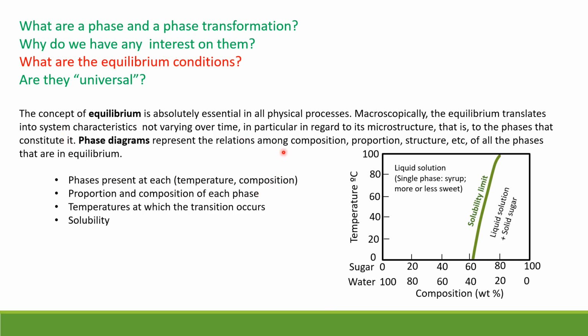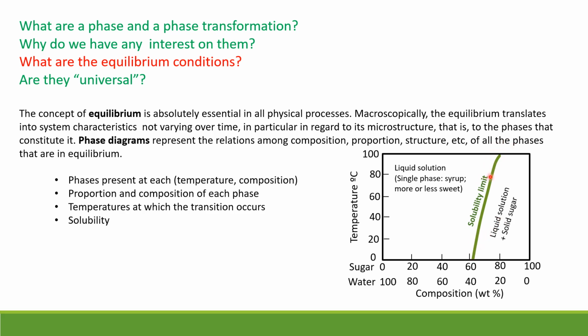It's a way to represent the relations among composition, proportion, structure, temperature, whatever. It depends on the system. We've seen already several examples. Here you have an example in which you have temperature and composition, sugar and water. Here I have no sugar. Here it's only sugar, no water. Then I have a liquid solution, a syrup, more or less sweet, more or less sugar inside. And here I have a liquid solution, like the salt brine. I have a liquid solution and some solid sugar that has been precipitated.